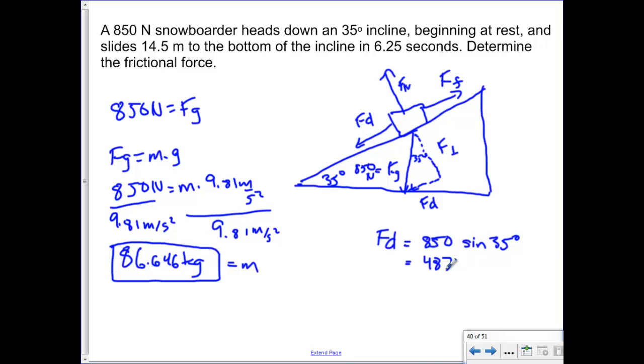So I got 47.5399. Wait, how'd you get that? 850 times sine of 35. The 850 was the hypotenuse here, and FD is the opposite, so I picked sine of 35.